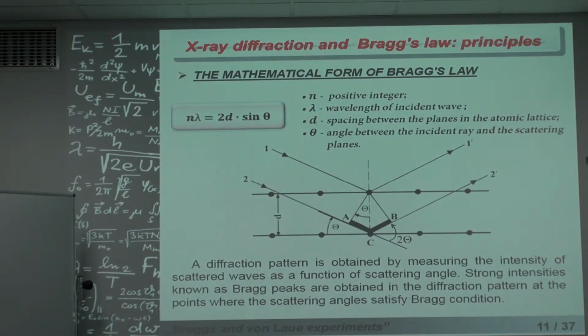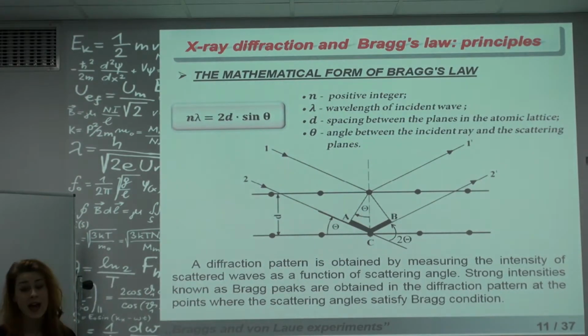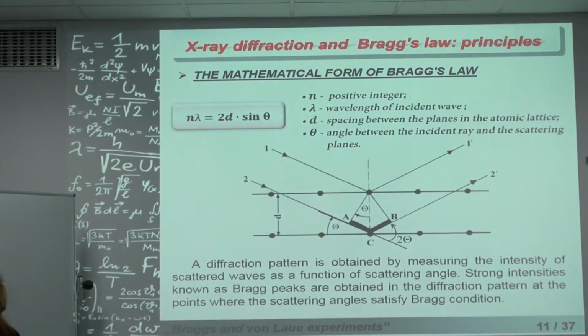The general idea of the phenomenon is presented in this picture, where we have two incident beams, 1 and 2, which are scattered by the atoms and produce scattered beams 1' and 2'. The distance between the planes is d, and the angle of diffraction is theta. We get a good diffraction pattern by measuring the intensity of scattered waves as a function of scattering angle. Strong intensities, also known as Bragg peaks, are obtained only when the scattering angle satisfies Bragg's rule, but that is the ideal situation.